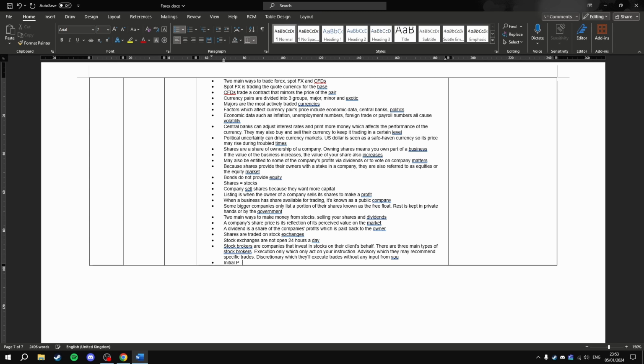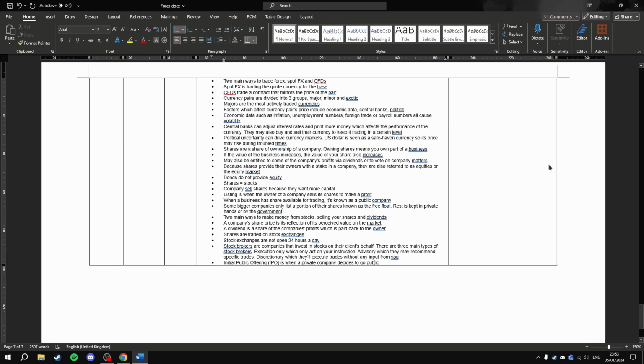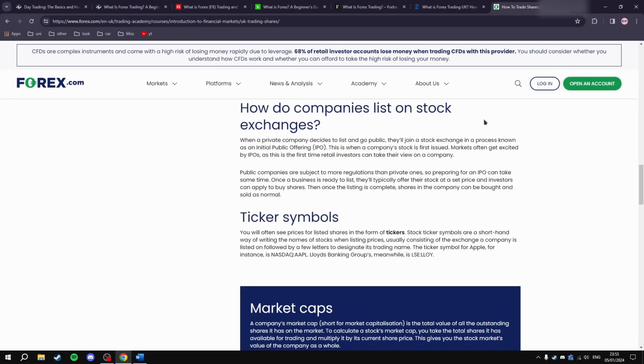Initial public offering is when a private company decides to go public, to list and go public. This is when a company's stock is first issued.